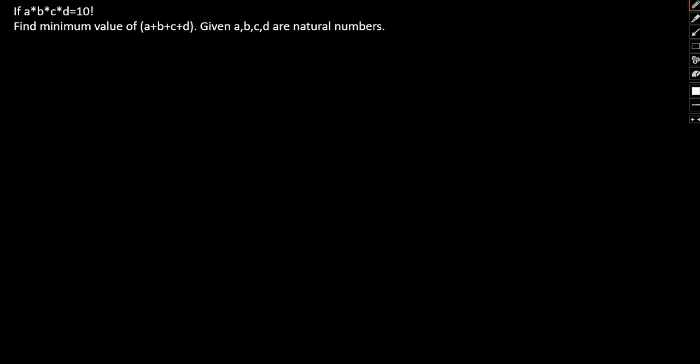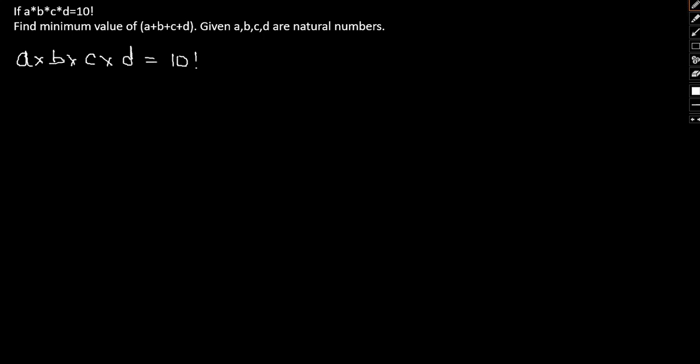If a into b into c into d is equal to 10 factorial, then find the minimum value of a plus b plus c plus d. Given a, b, c, d are natural numbers. Okay, so now let's take a look what we have. We have a into b into c into d is equal to 10 factorial.